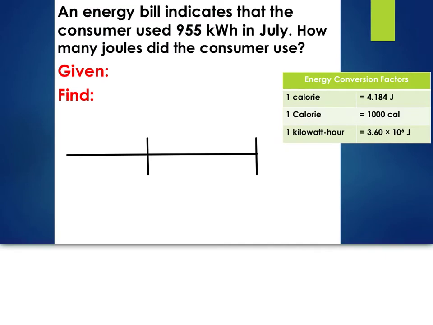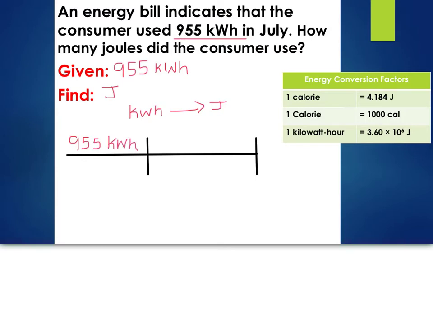Okay, our third example. An energy bill indicates that the consumer used 955 kilowatt hour in July. How many joules did the consumer use? So we look at what we're given. 955 kilowatt hour. We want to find joules. So we set up our unit conversion chart. We want to start with kilowatt hour, and we go to joules. So that's 955 kilowatt hour. So that's what we start with.